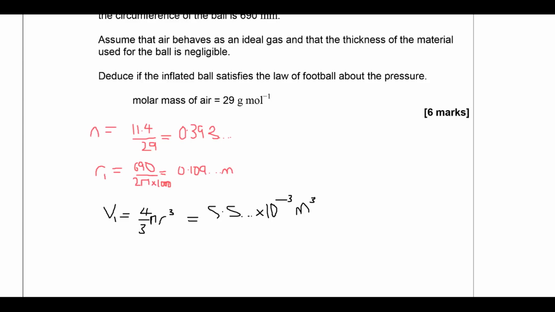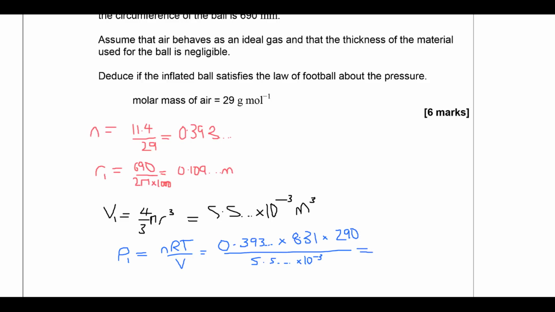So now we can get our pressure, which we're going to calculate using nRT over V. So the number of moles we've already got, so it's 0.393. The gas constant's in your formula sheet, 8.31. The temperature in Kelvin is 290 because it's 273 plus 17. We're going to divide all of that by 5.5 times 10 to the minus 3. So let's do that. So 0.393 times 8.31 times 290, all divided by my answer. That comes out as 1.7 times 10 to the 5.